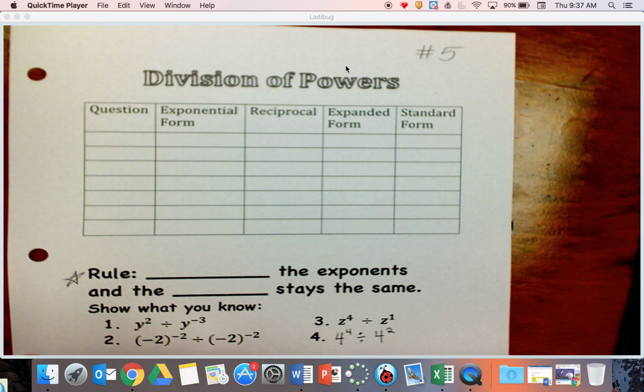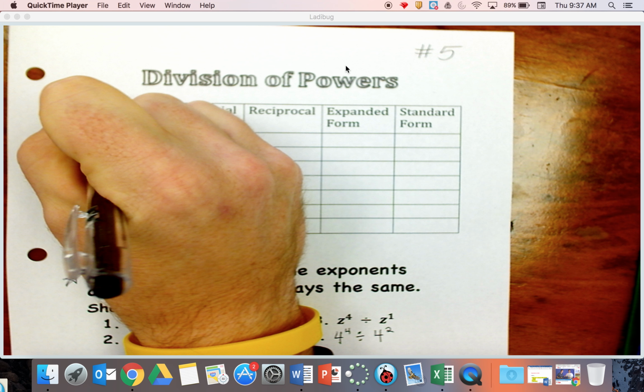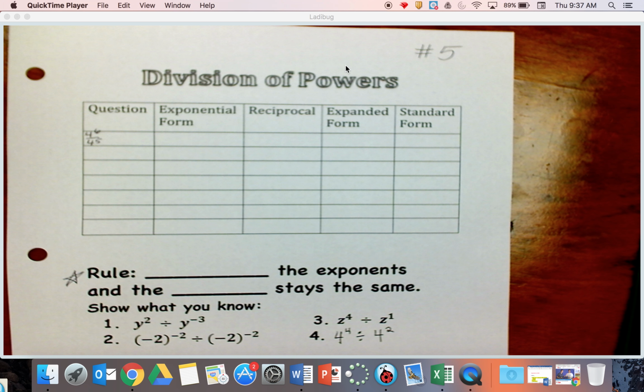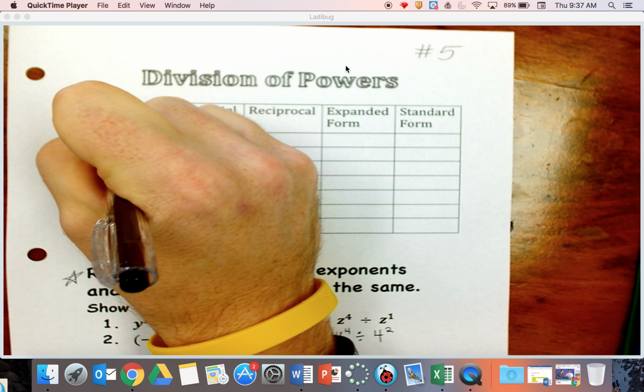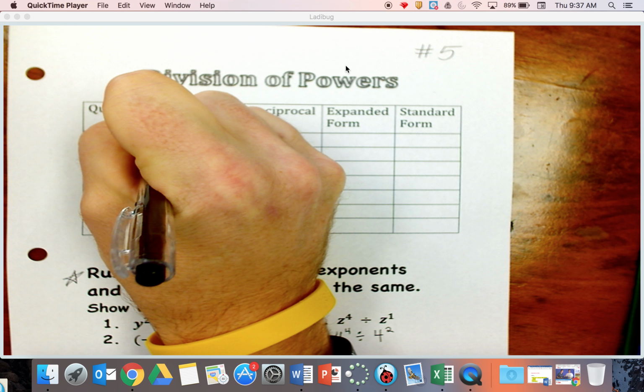So basically what's going to happen is you're going to be given a question. You're going to be given two powers to divide. You're going to see it written in two different ways. You can see it written either as a fraction, which means to divide, like 4 to the 6th power divided by 4 to the 5th. Or you may see it as 4 to the 6th power with a division sign in between, to the 5th.